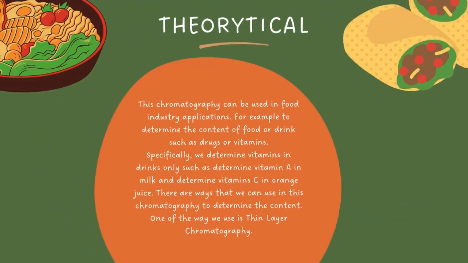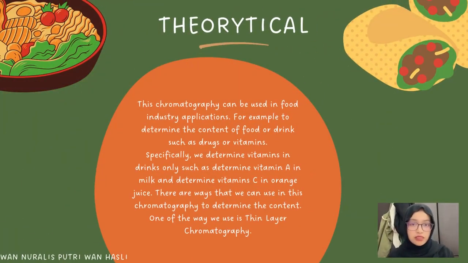Next is the theory. This chromatography can be used in food industry applications. For example, to determine the content of food or drinks, such as determining drugs or vitamins. Specifically, we determine vitamins in drinks only, such as vitamin A in milk and vitamin C in orange juice. There are ways that we can use chromatography to determine the content. One of the ways we use is thin layer chromatography.